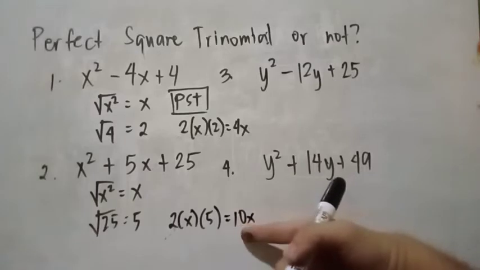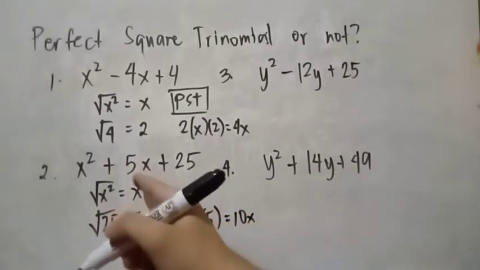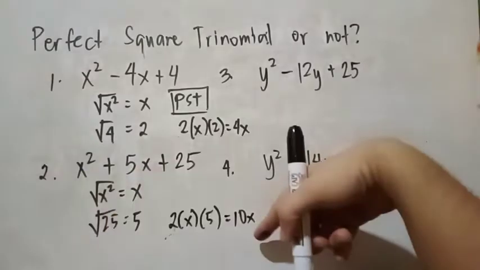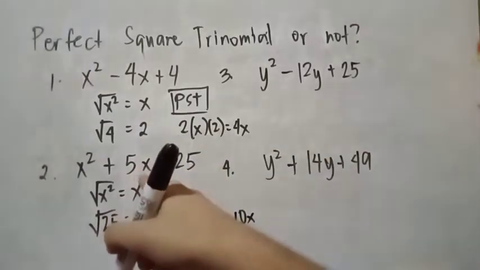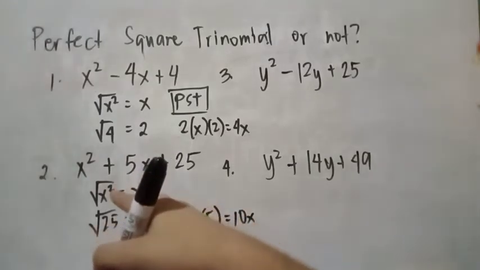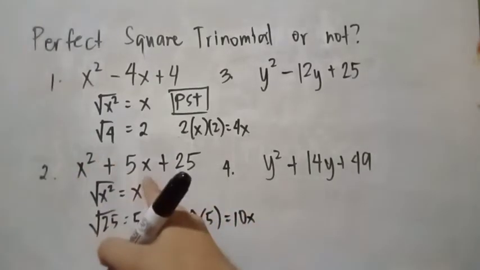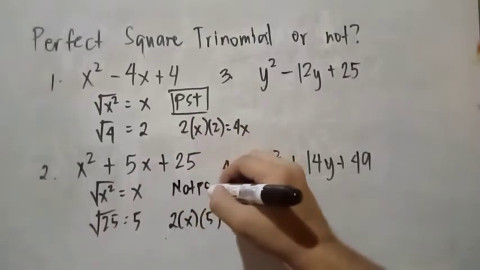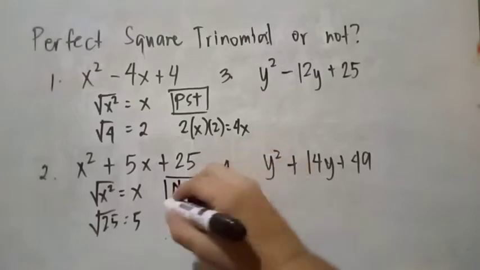So, 10x, hindi siya nag-match doon sa middle term na 5x. Dahil hindi nag-match yung 10x dito sa middle term ng given expression, itong x squared plus 5x plus 25 is not a PST or perfect square trinomial.